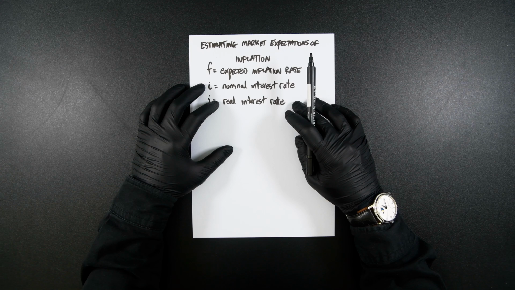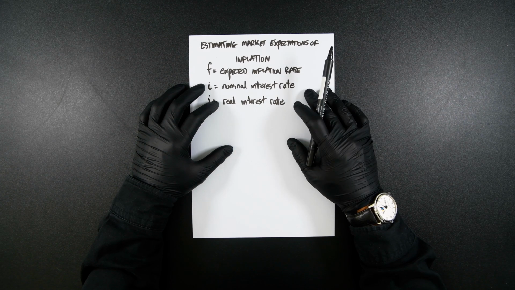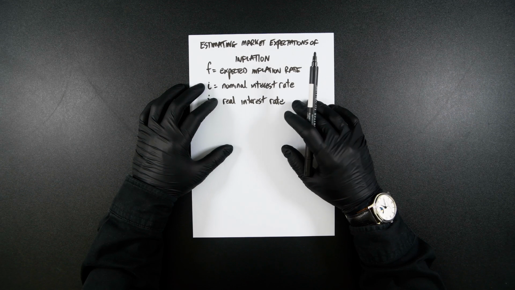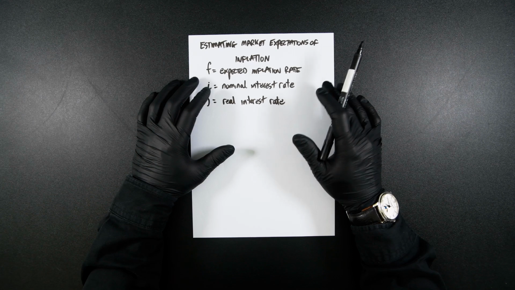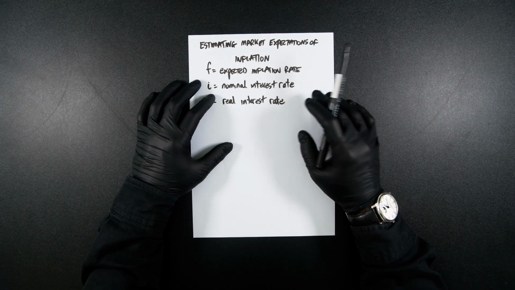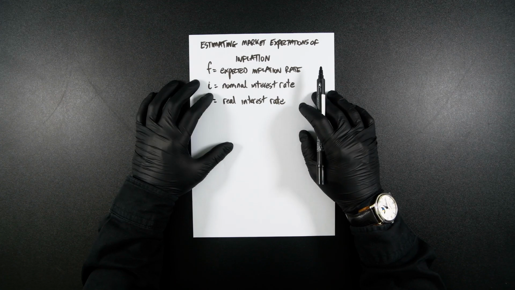is derived from inflation index securities like index-linked gilts. In the UK at least, index-linked gilts are linked to RPI, which is not the UK's target inflation measure, that's CPI. Index-linked gilts reflect market expectations of RPI inflation, not CPI.